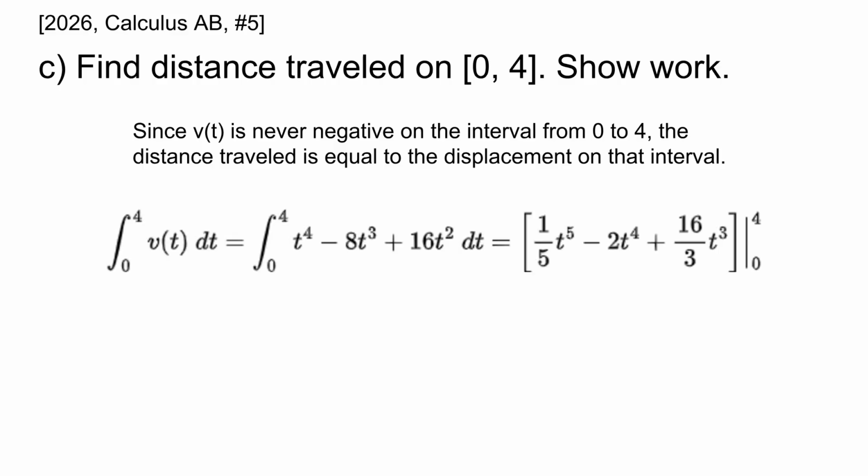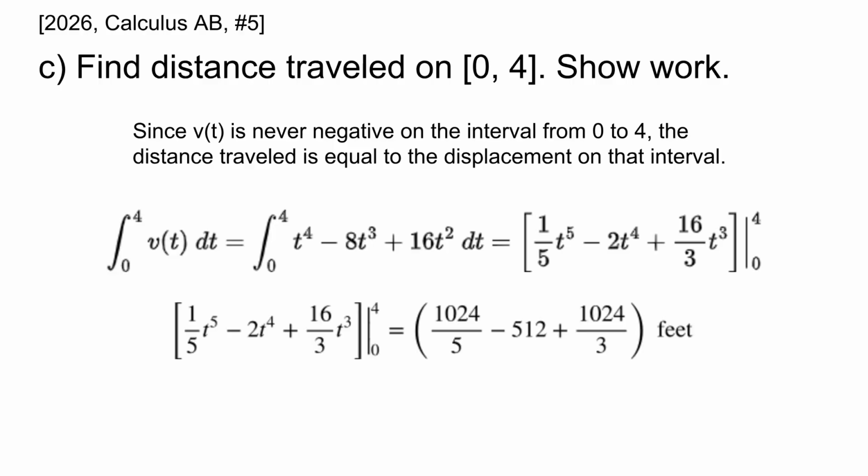So to find the distance traveled, we're just going to integrate from 0 to 4 v of t dt, which is the integral from 0 to 4 of t to the fourth minus 8t cubed plus 16t squared dt, which is going to be 1/5 of t to the fifth minus 2t to the fourth plus 16 thirds t cubed, evaluated between 4 and 0. And that gets us 1,024 fifths minus 512 plus 1,024 thirds. And whatever that is, that's how many feet the remote control car traveled on the interval from 0 to 4.